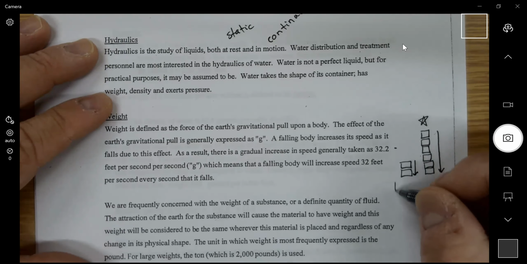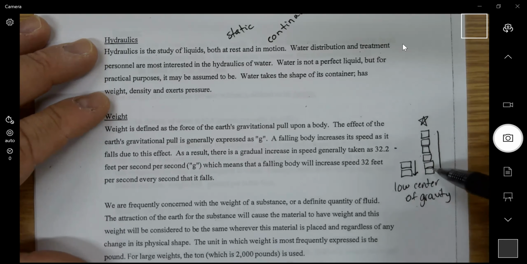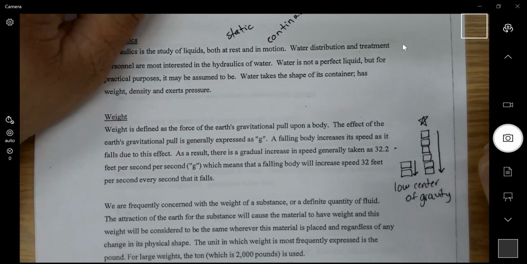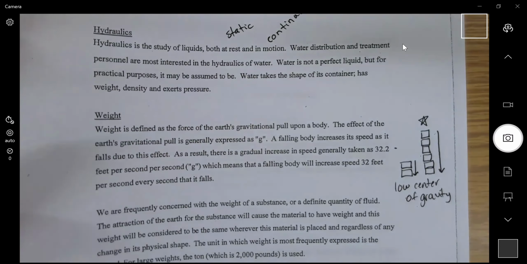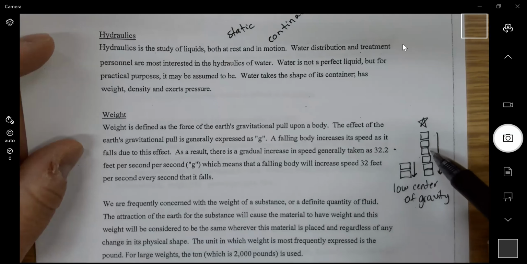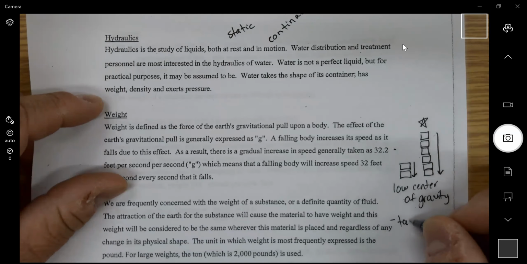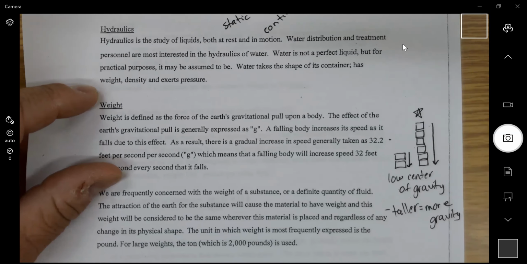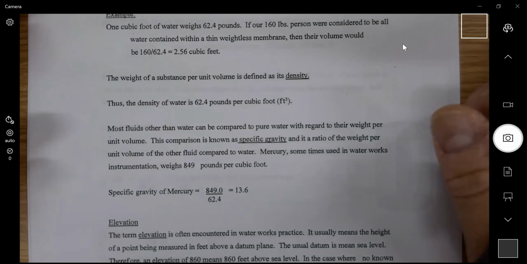Maybe we've all heard the terminology, a low center of gravity. The taller an object is, the taller the center of gravity is, which means the more gravity acts upon it as it pulls it down towards the ground. The same is true for water. How does that relate to what we're talking about? In the next couple of pages, you'll understand when we get there. But I just want you to know that taller equals more gravity versus something that's shorter. We'll leave that conversation for now and talk about it in the next slide.